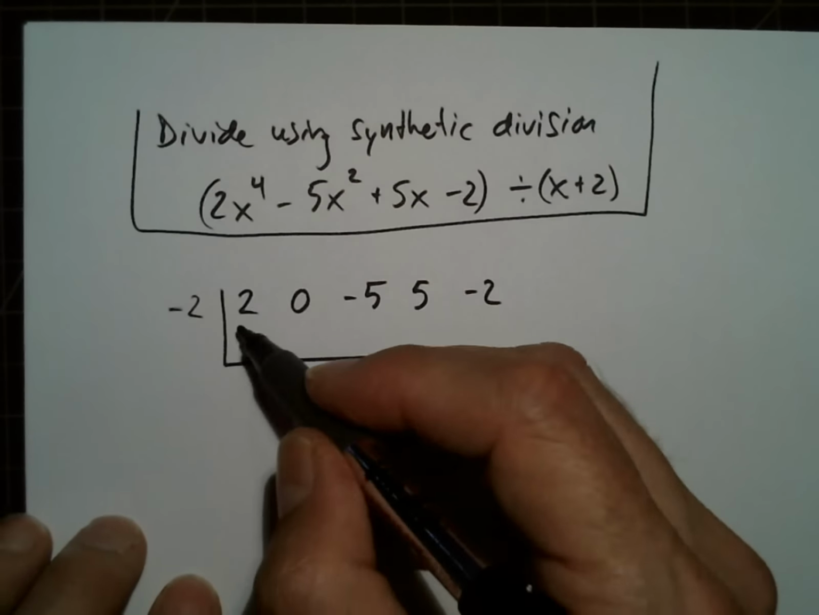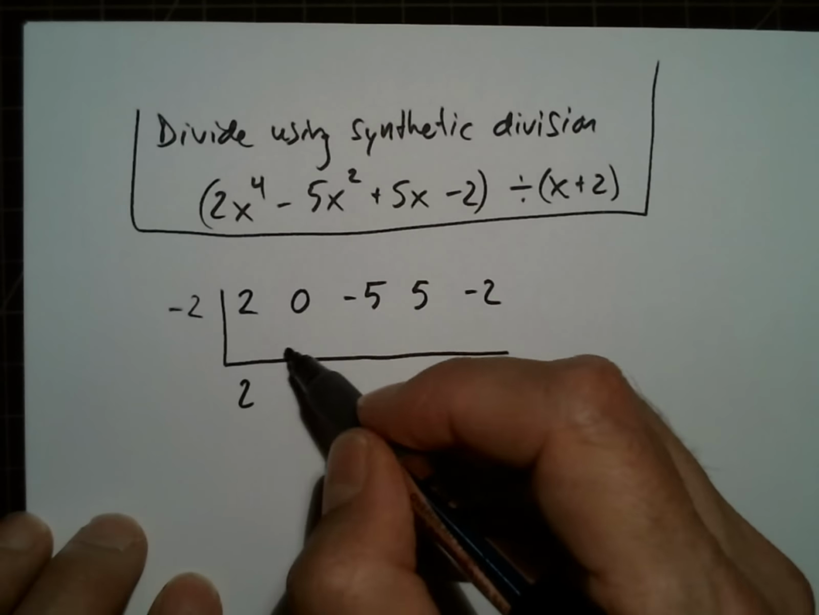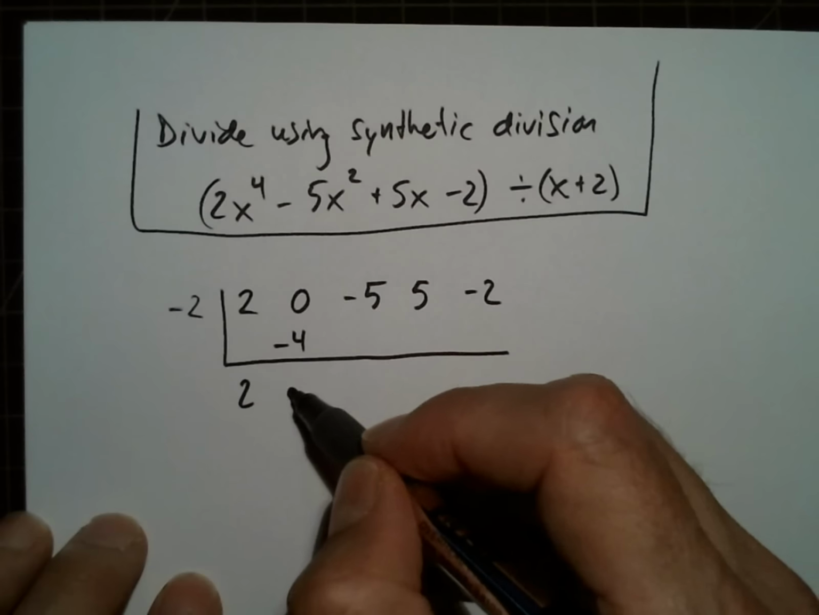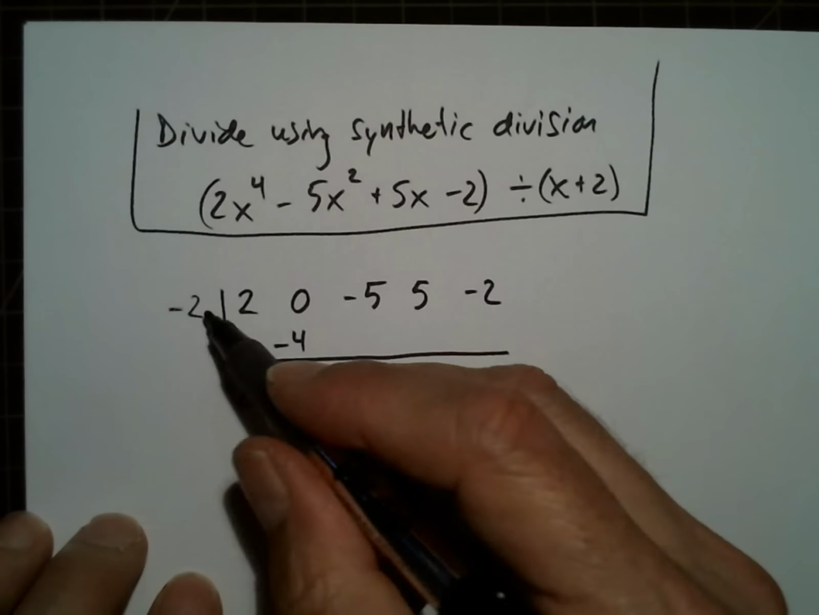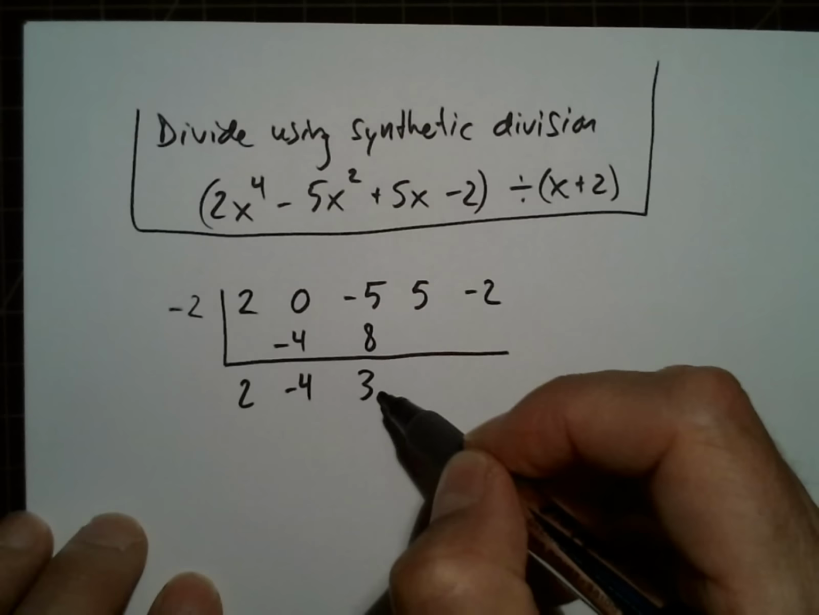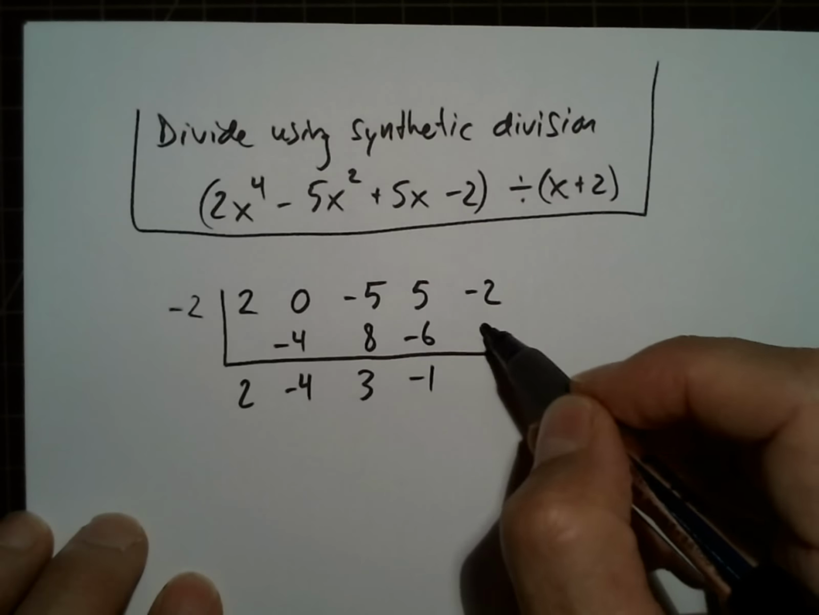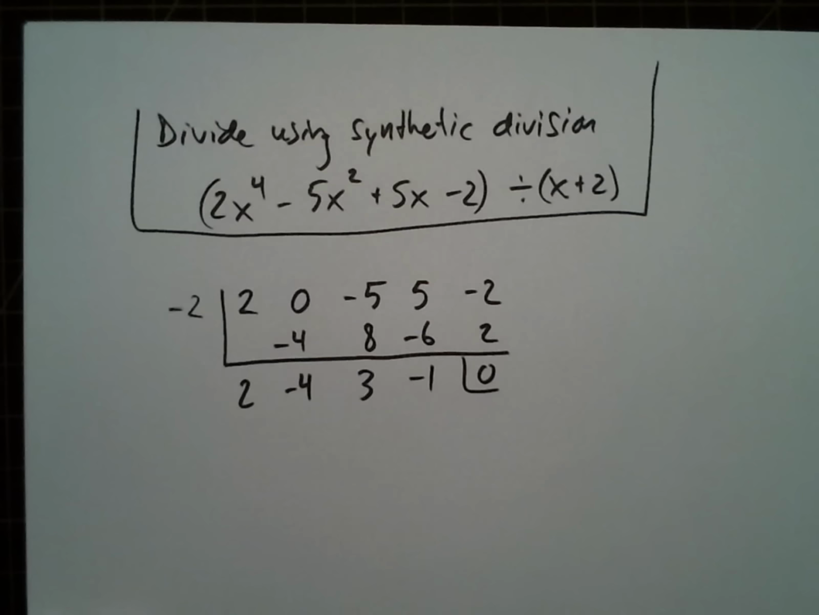And then we're just going to add. 2 plus 0 is 2. Multiply, add, multiply, add, multiply, add, multiply, and add.